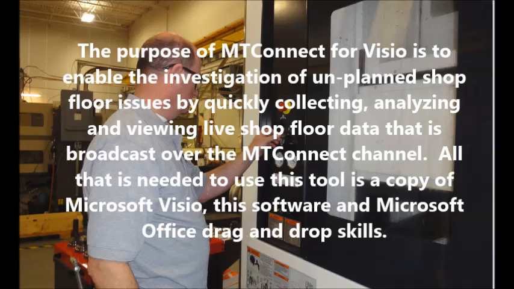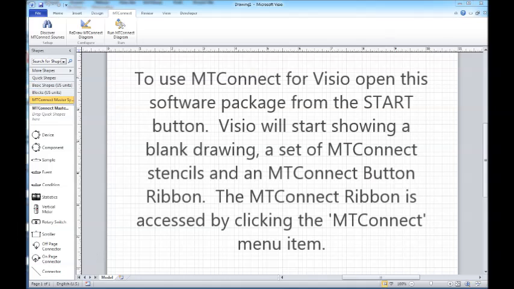All that is needed to use this tool is a copy of Microsoft Visio, this software, and Microsoft Office drag and drop skills. To use MTConnect for Visio, open this software package from the Start button. Visio will start showing a blank drawing, a set of MTConnect stencils, and an MTConnect button ribbon. The MTConnect ribbon is accessed by clicking the MTConnect menu item.